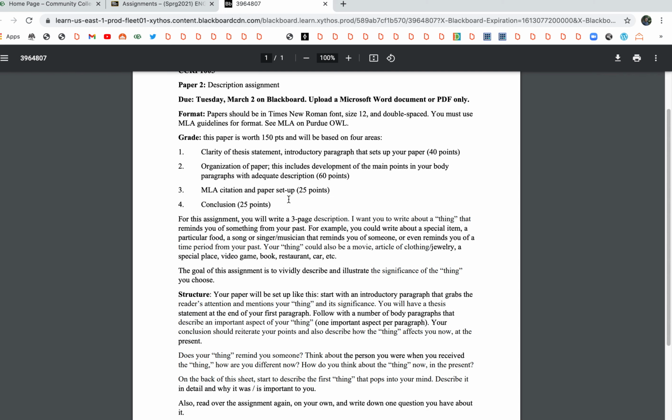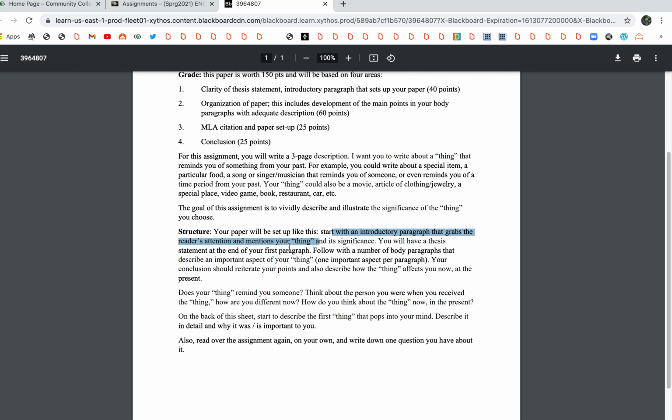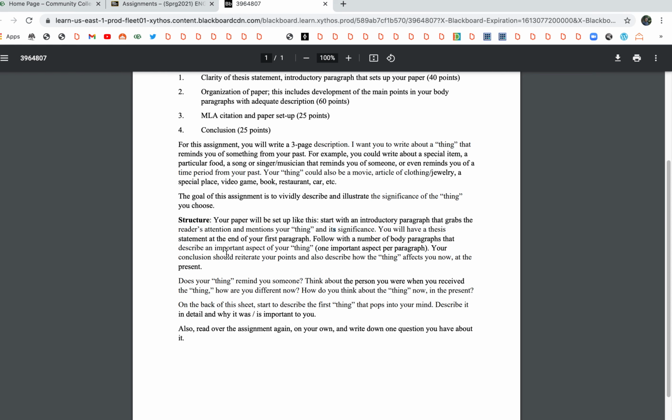Your paper will be set up like this. Start with an introductory paragraph that grabs the reader's attention and mentions your thing and its significance. You will have a thesis statement at the end of your first paragraph. Like the first paper, follow with a number of body paragraphs that describe an important aspect of your thing, one important aspect per paragraph. Your conclusion should reiterate your points and also describe how the thing affects you now, at the present.